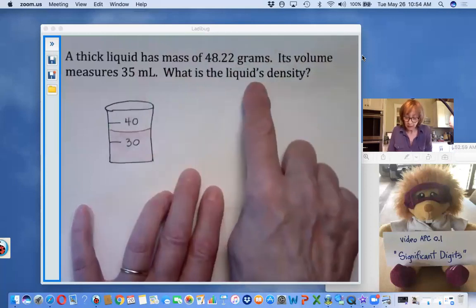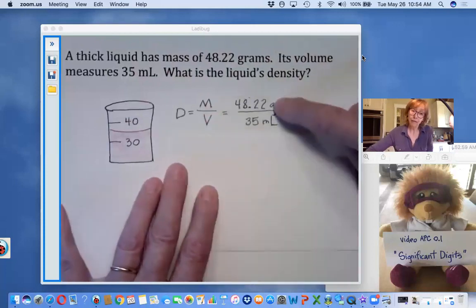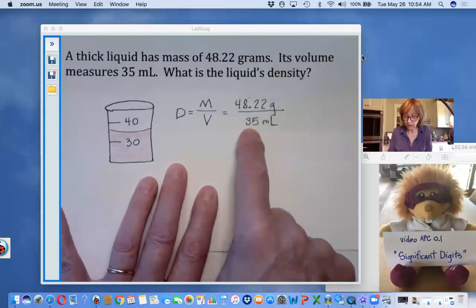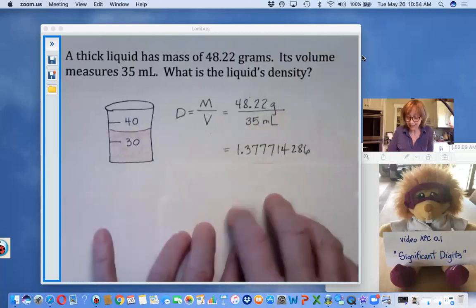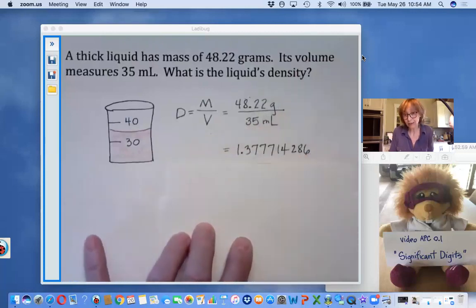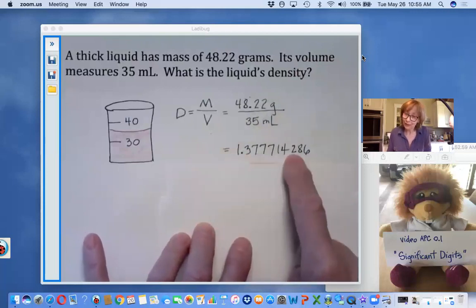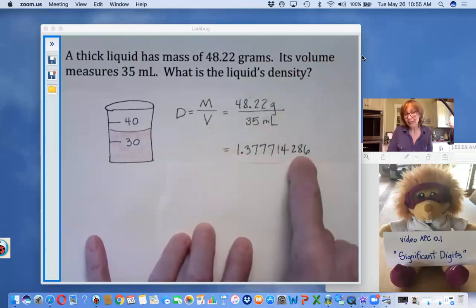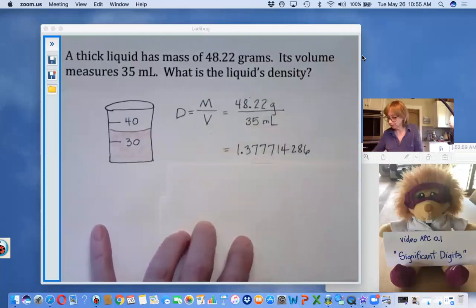We're asked to find the liquid's density, and density is mass divided by volume. So we take our fairly precise mass, 48.22 grams, and we divide it by 35 milliliters. Now, when I plug those two numbers into my calculator and divide, this is what my calculator gives me. It would not, however, be appropriate to record that for your answer, and I think you know that intuitively. This has way too much precision, given that one of my measurements was not very precise.